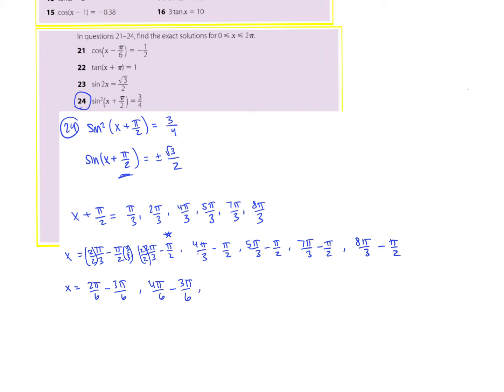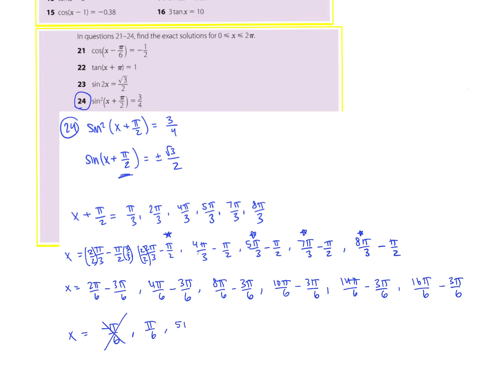Okay, so then I multiply this by 2. 8 pi 6 minus 3 pi 6. Multiply this by 2. 10 pi 6 minus 3 pi 6. Multiply this by 2. 14 pi 6 minus 3 pi 6. And multiply this by 2, 16 pi 6 minus 3 pi 6. Okay, so this one's going to be negative, so that's not going to work. This one will be pi 6, 5 pi 6, 7 pi 6, 11 pi 6, 13 pi 6.